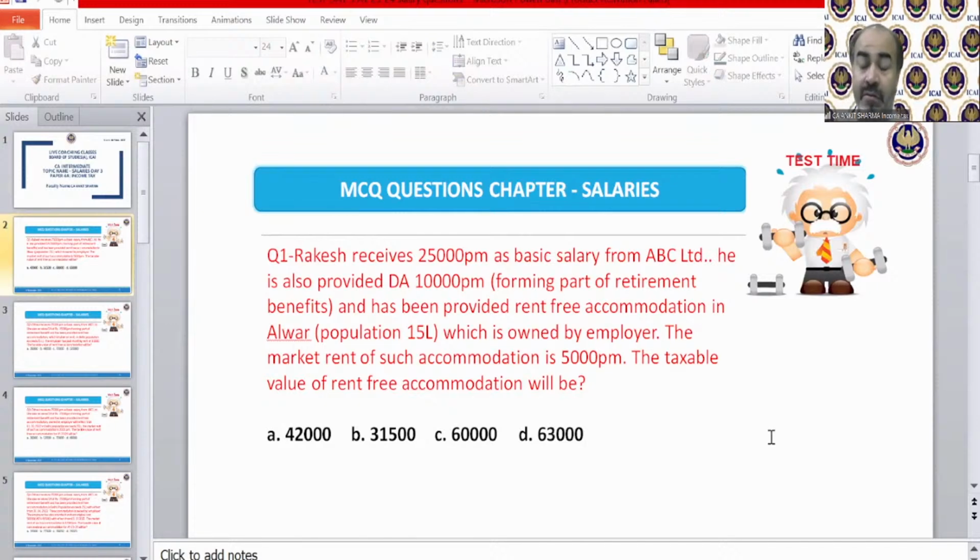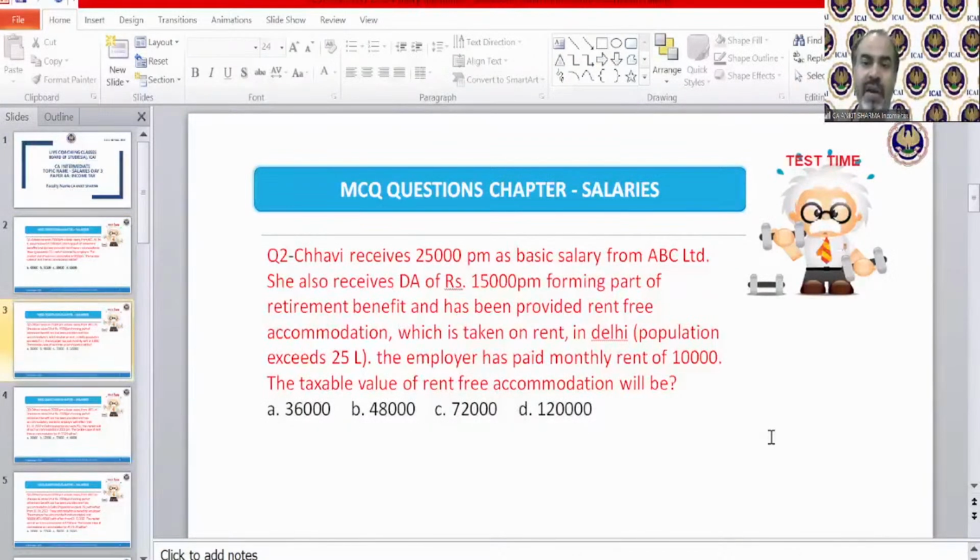What is the salary for the purpose of rent-free house? Of course, that's basic salary and dearness allowance forming part of retirement benefit. So now we have 35,000 per month into 12, that will be 4,20,000, and then 10% of that will be your answer. I uploaded the solution of the last MCQ test, and I'll upload the solution of this MCQ test again, with the correct option and the detailed solution.